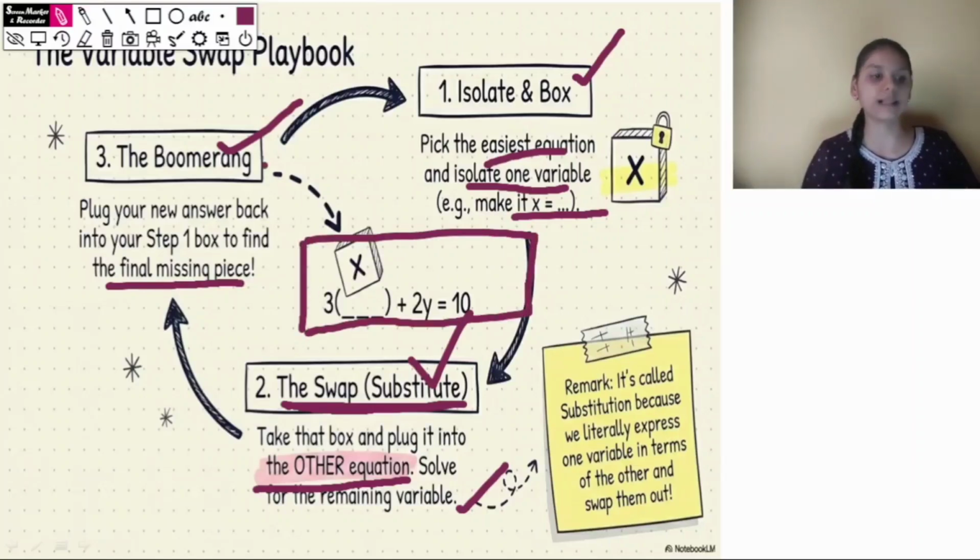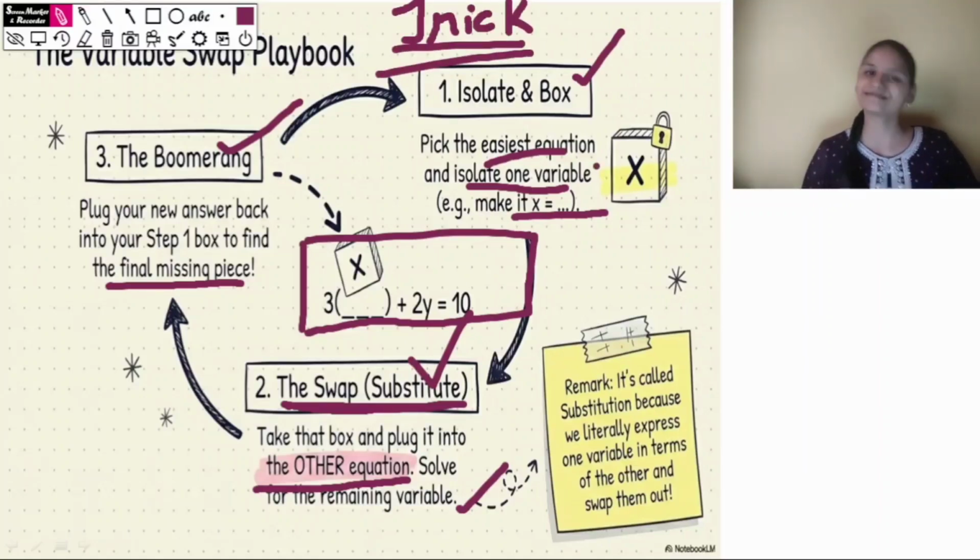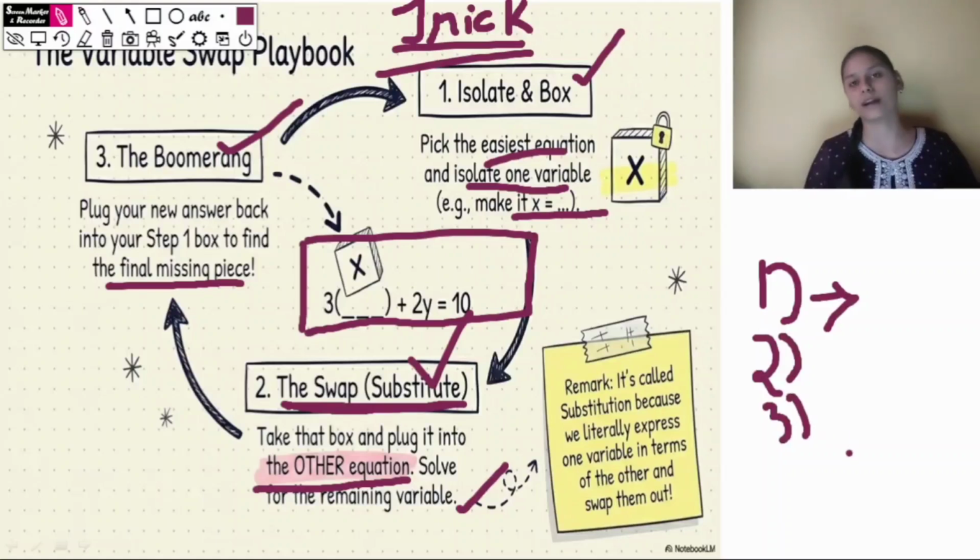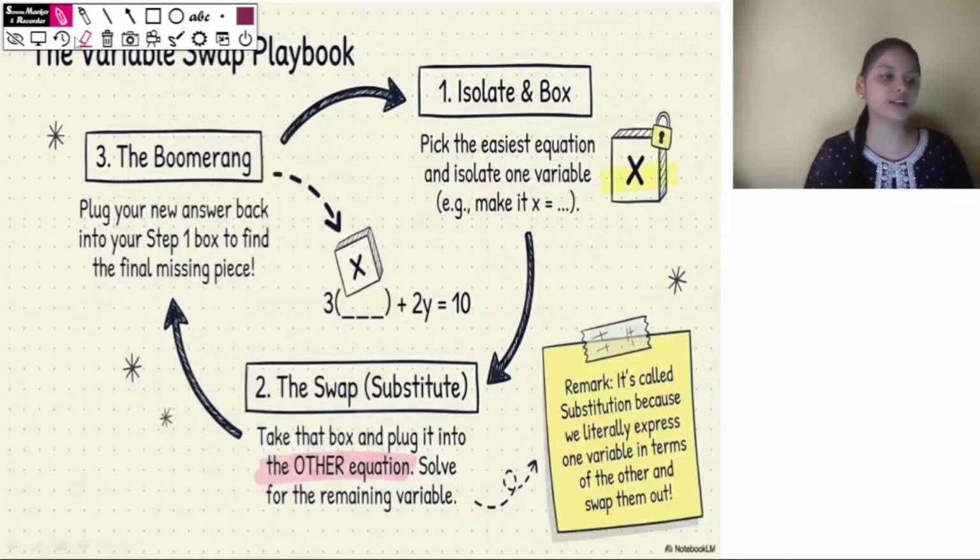Just for sample, first step, repeat after me: isolate and box. Second step, substitute. Third step, the boomerang. Remember these three steps, and they are going to help you throughout. This is your trick. You keep asking, give me tricks, right? So this is your trick: first step is isolate, second step is substitute, third is boomerang. I hope you're able to understand what I'm telling you.